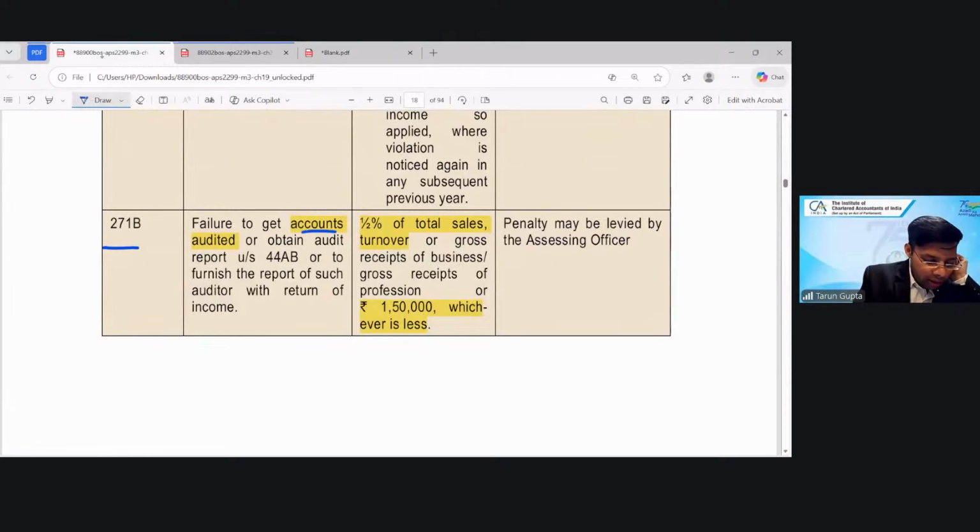271B, failure to get the books of account audited. If you fail to get your books of account audited, then the penalty is 0.5% of the turnover or rupees 1,50,000, whichever is less. Meaning thereby, the maximum penalty is 1,50,000.